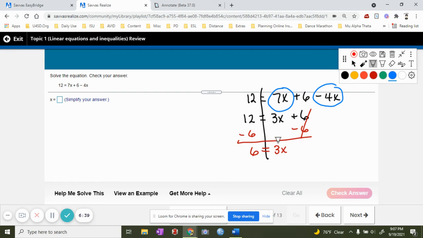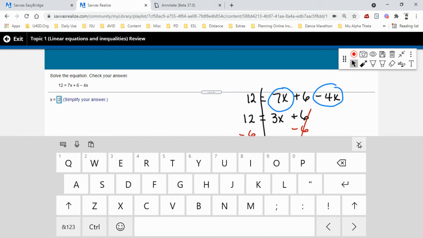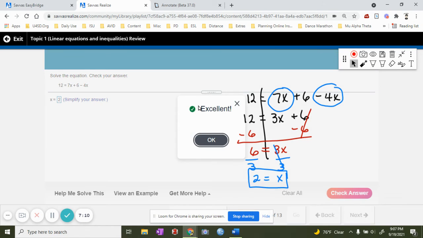The last step is undo our coefficients. My coefficient here is 3 being multiplied to the x. So 3 times x, we undo multiplication with division. So I will divide both sides by 3, and we get x equals 6 divided by 3, which is 2. So then I take my answer, type it into the box, x equals 2, check my answer, and fantastic.